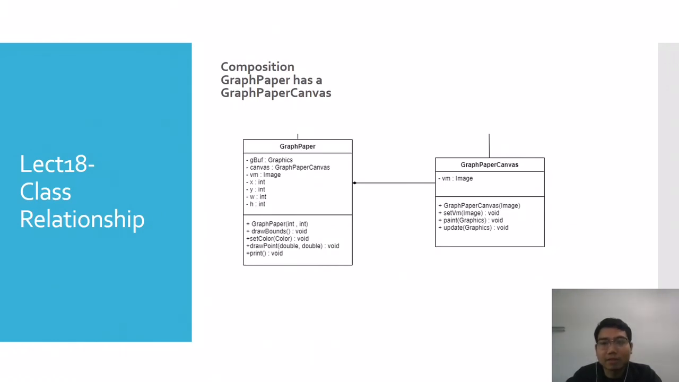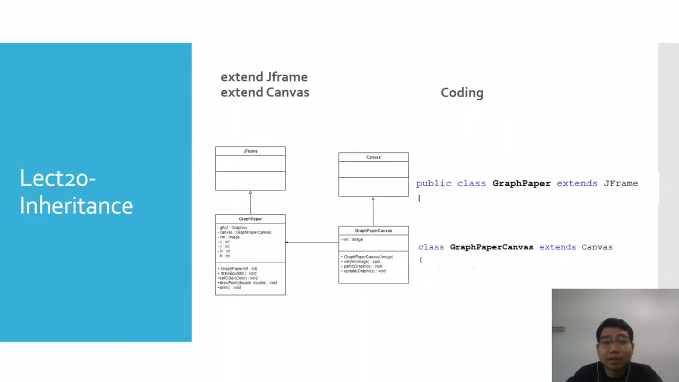Next we have lecture 20, which is inheritance. As you can see, we have two extends: extends JFrame and extends Canvas. In the UML we also have an arrow showing that GraphPaper extends JFrame and GraphPaperCanvas extends Canvas. As you can see on the right, in the coding we also write extends JFrame and extends Canvas. We get this information from the inheritance lecture 20, which is one of the chapters that have been taught in this course.